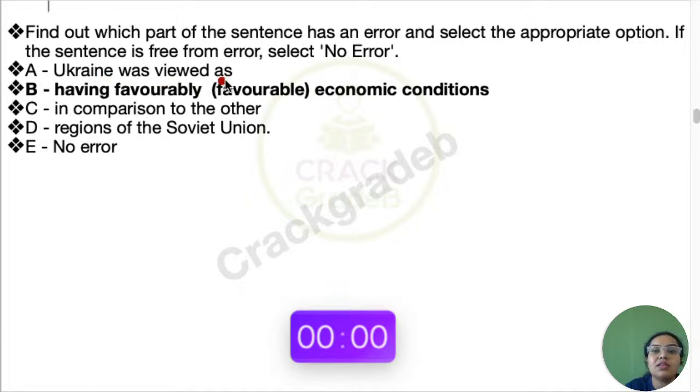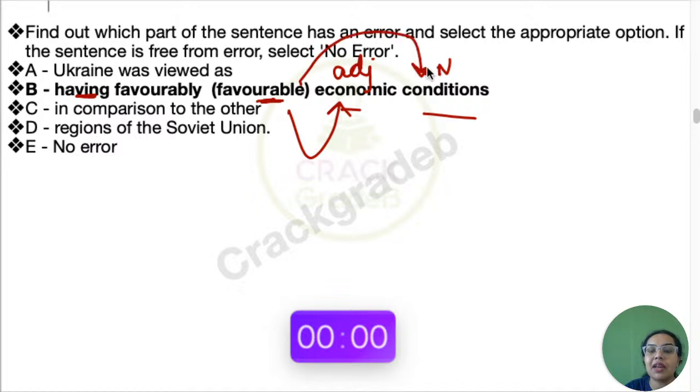Ukraine was viewed as having economic conditions. Now, this is an interesting rule. Conditions is your noun, okay? Economic is adjective. Now, what do you have here? Like, you have two options. Whatever the word is before adjective can explain this adjective, or that verb can relate to this noun as well. You can have two adjectives, or you can have one adverb, adjective and then noun.